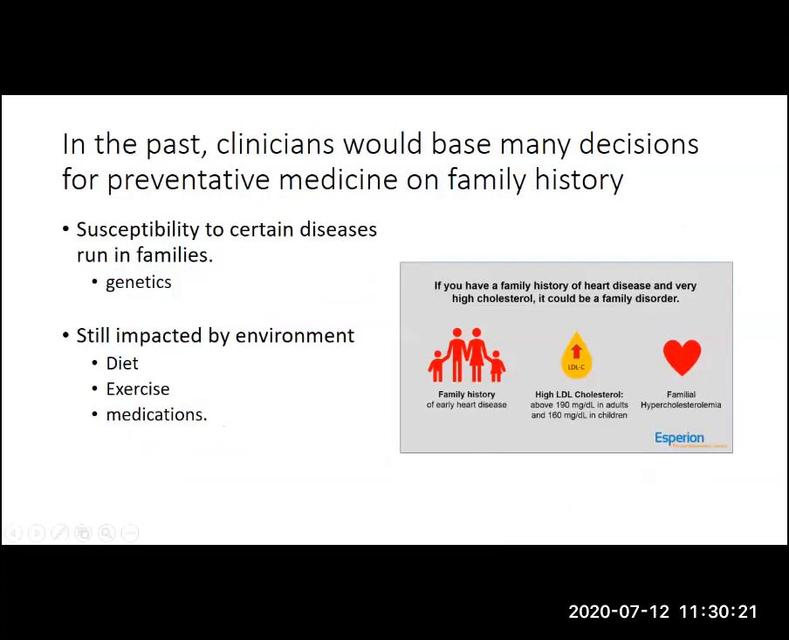So in the past, clinicians would base their decisions for preventive medicine on family history. So again, that basically collects a little bit of information about the individual and tries to make a decision to get them going on a good, healthy lifestyle. Now, in many cases, genetics are still going to have an impact.